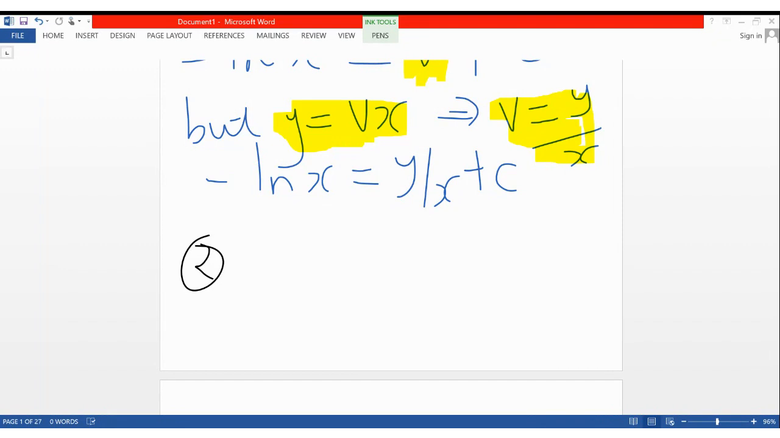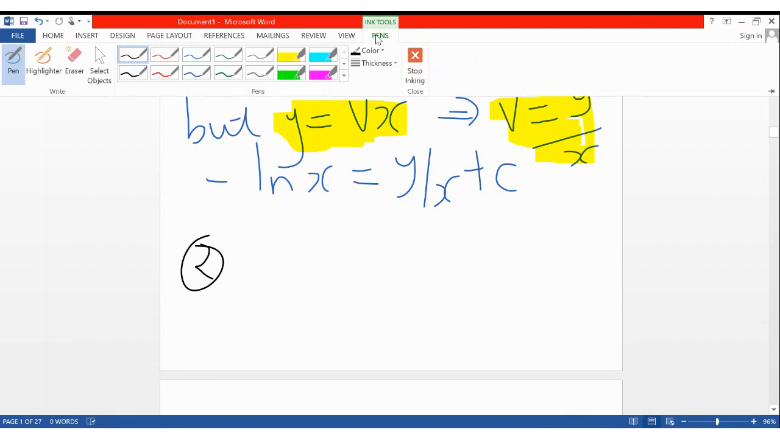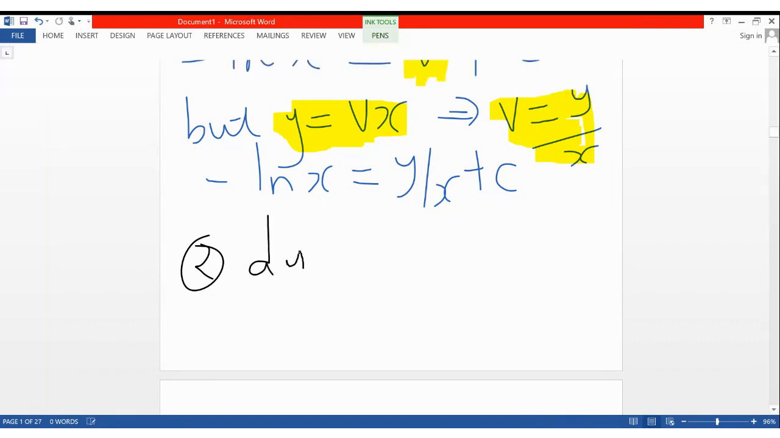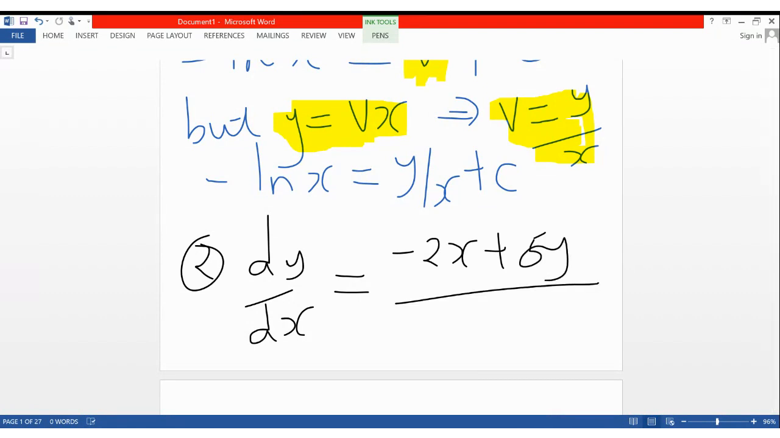Let me try this one. I've seen one. So this is what I have: dy over dx equals negative 2x plus 5y, all over 2x plus y.